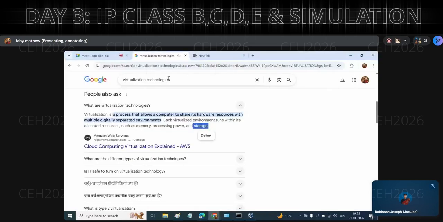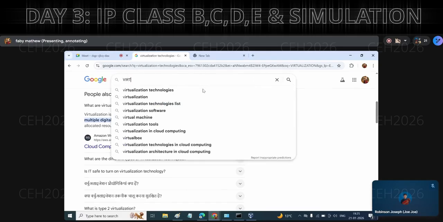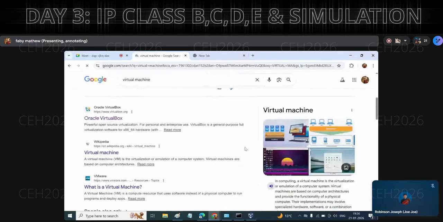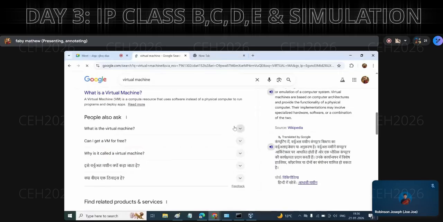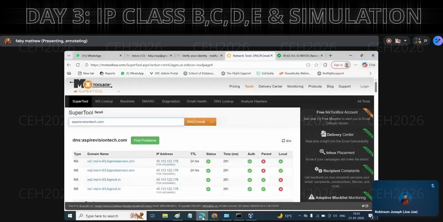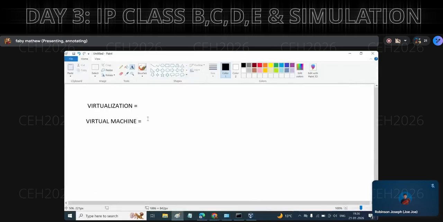It's a software that emulates a virtual machine. No, virtual machine, not VirtualBox. The virtual machine itself is a software, right? Because it has no physical presence, because it can be hosted. So we can say it's a software that emulates a physical machine. See, what is a virtual machine?